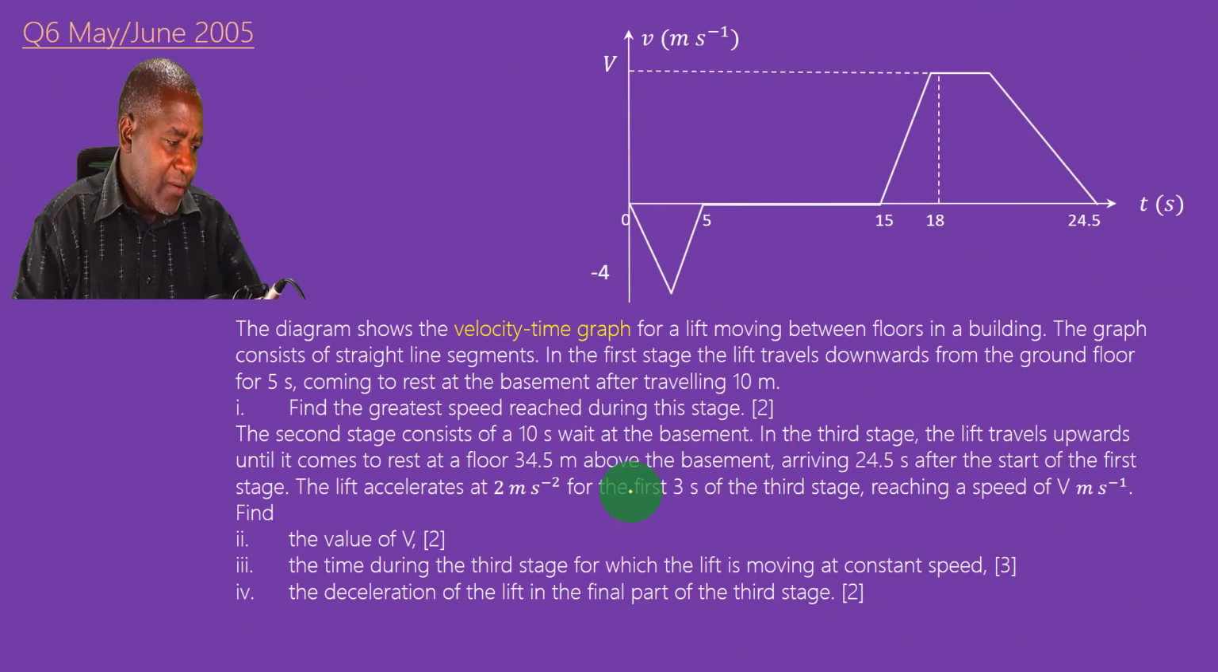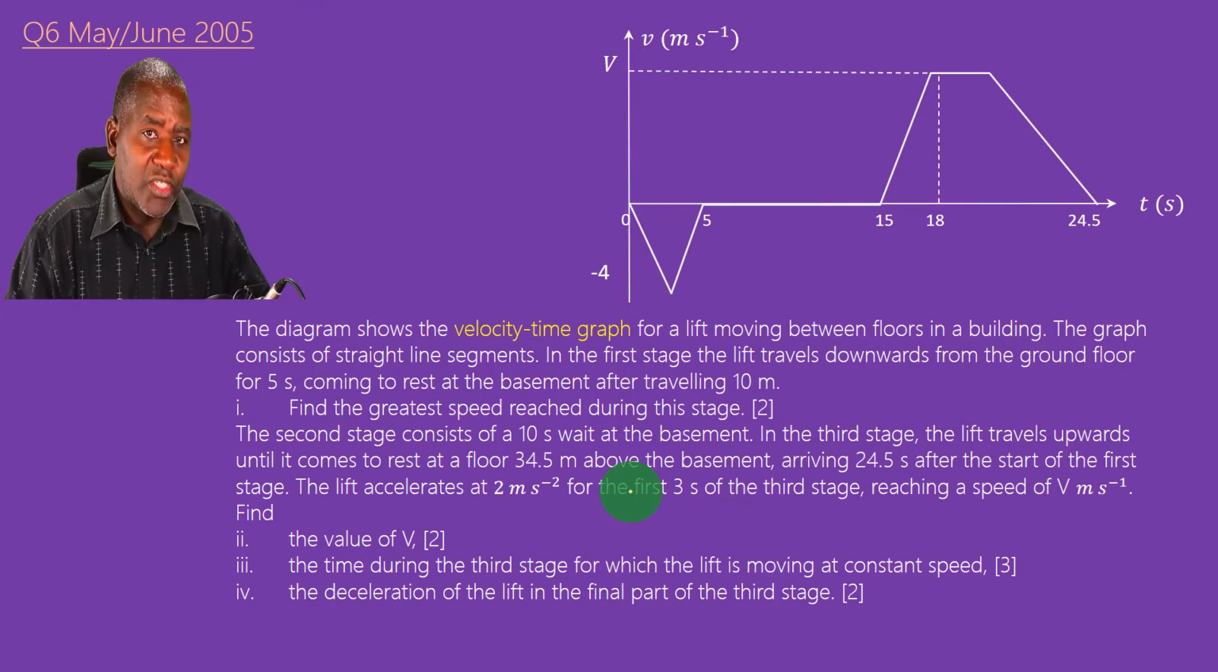And here we have question 6. It's quite wordy. So it's a velocity time graph. Again, what comes to mind when you think about velocity time graphs? Two things. Area is displacement, gradient is acceleration. Let's see how those two concepts unfold.